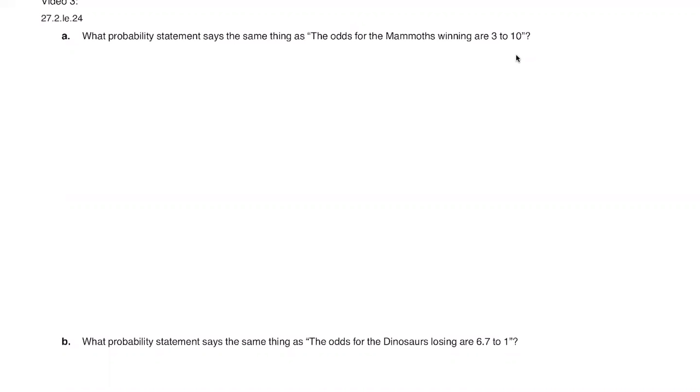Well, first, I think it's helpful to write, how do I write odds properly? So 3 to 10 is the same as 3 colon 10. Either notation is fine. The odds for the mammoths winning are 3 to 10. What's cool about odds is whatever they say first goes first. So winning is the first thing they're mentioning compared to, well, the opposite of winning, of course, is not winning.